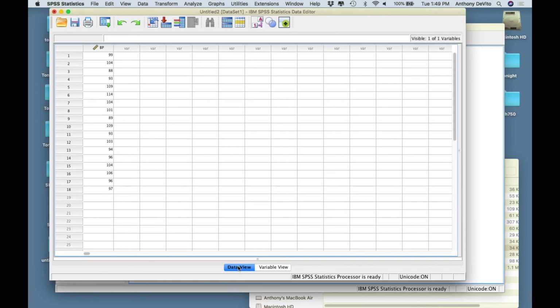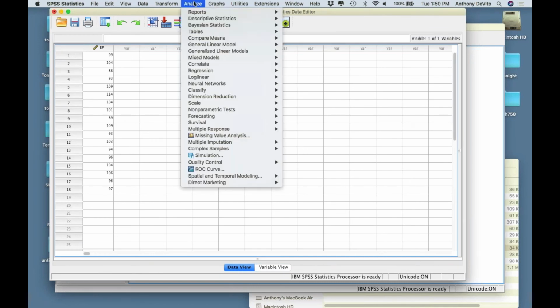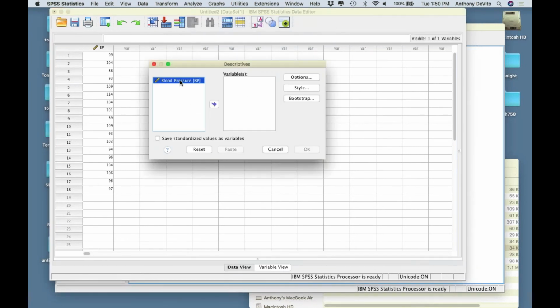So I'm going to go back to the data view. And now, in order to do my analysis, I can go here to analyze. And I'm interested in descriptive statistics. That's what these statistics are. Go over here to descriptives and tell it the variable I want to work with. Remember, there could be many variables here, not just one. So pick out the one I want to work with, move it into variables.